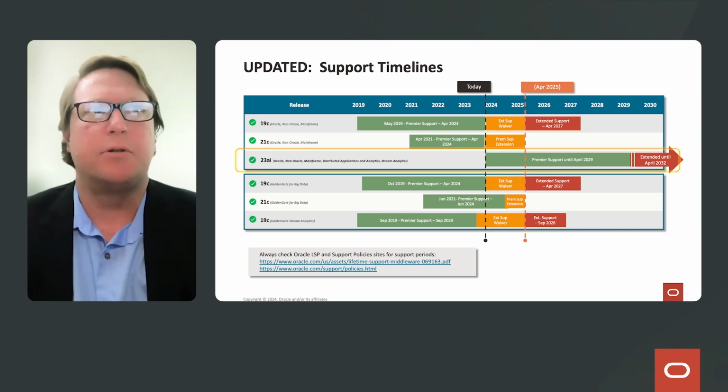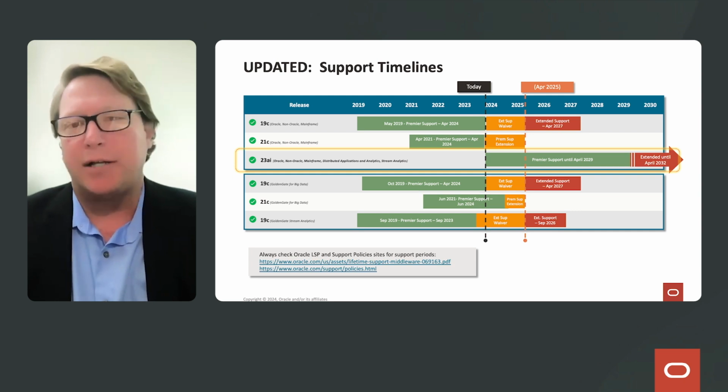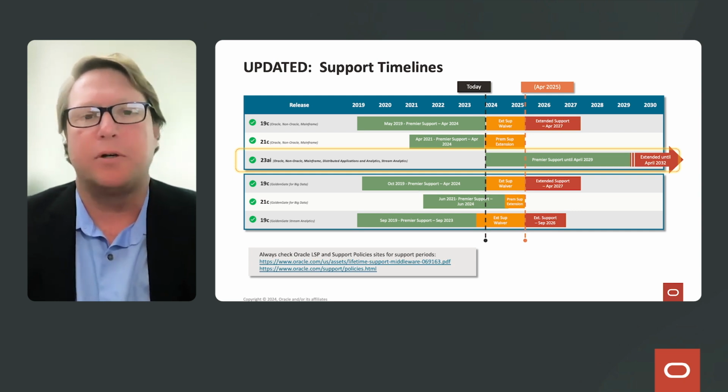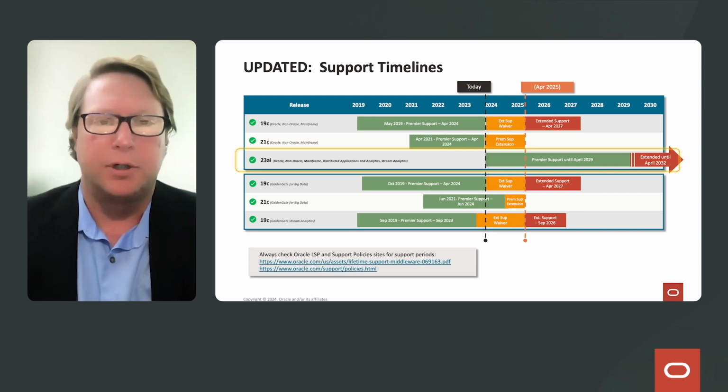This is especially important if you're on the short-term release or innovation release of GoldenGate 21C. Not as important if you're on 19C. If you're on 19C, it'll continue to be supported until April of 2027, so you've still got quite a few years.